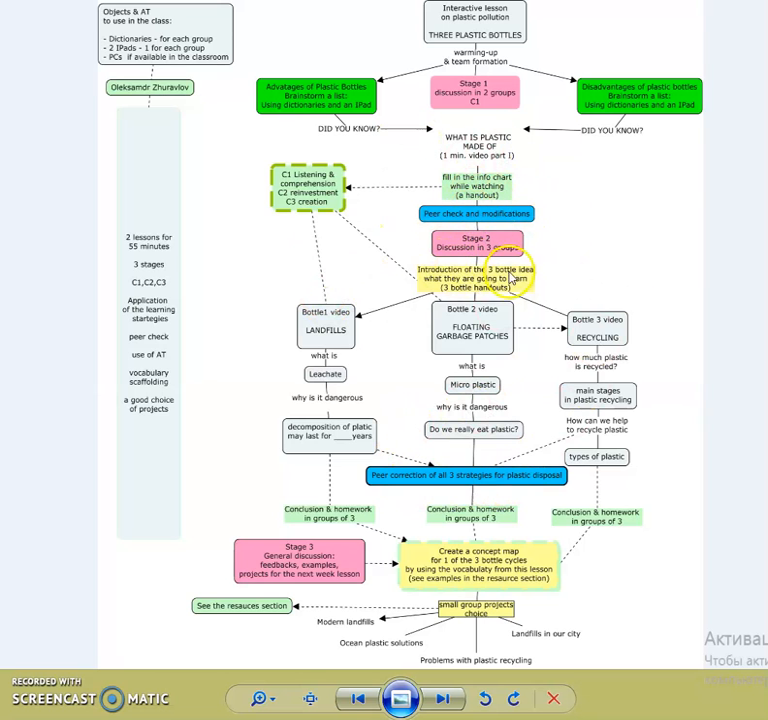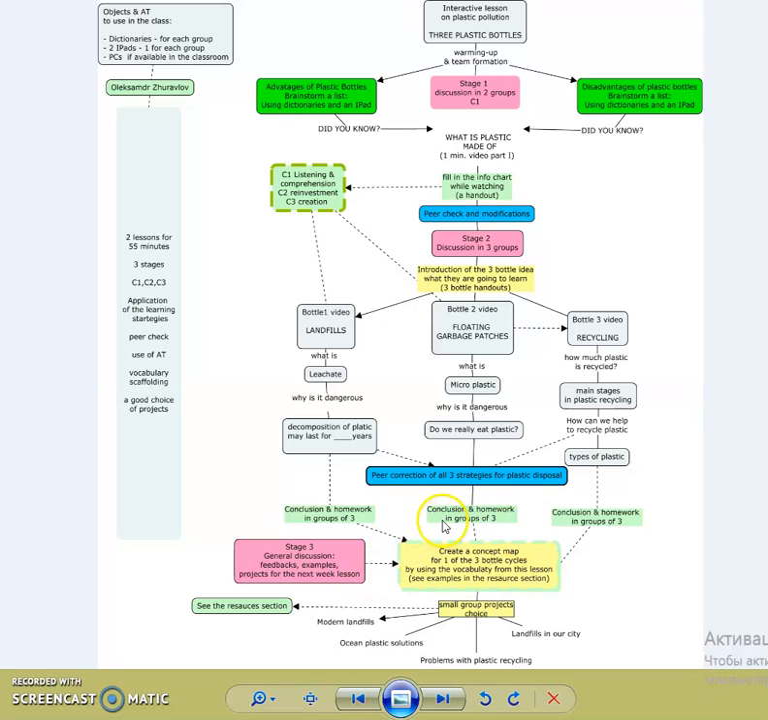And this is stage 2, introduction of the 3 bottles. This will be the first video here, introducing the production of plastics. Then first bottle, second bottle, third bottle. Here is a set of questions to be answered and discussed. The peer correction goes just after each watching, and finally we go to the project, where they see how plastic is recycled and how it is done. It should be very interesting for them to see how it's working.